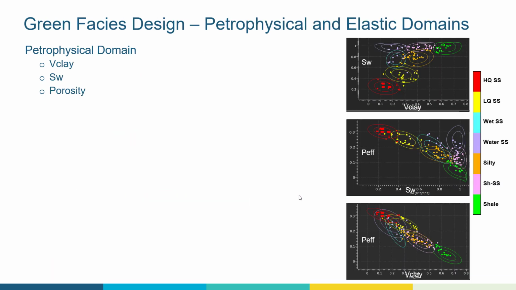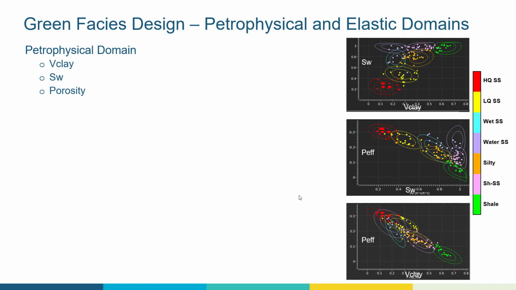And so let's go through this whole procedure here. We'll start in the petrophysical domain and consider how we want to define our facies. In my particular case, we used water saturation, effective porosity, and V clay, and defined 7 different facies members: high quality sand, low quality sand, various wet sandstones, silty, shaly sand, and shale. And you see them cross-plotted in all the ways it's possible to cross-plot them there. Those are probability density functions that were defined in our 3D space.